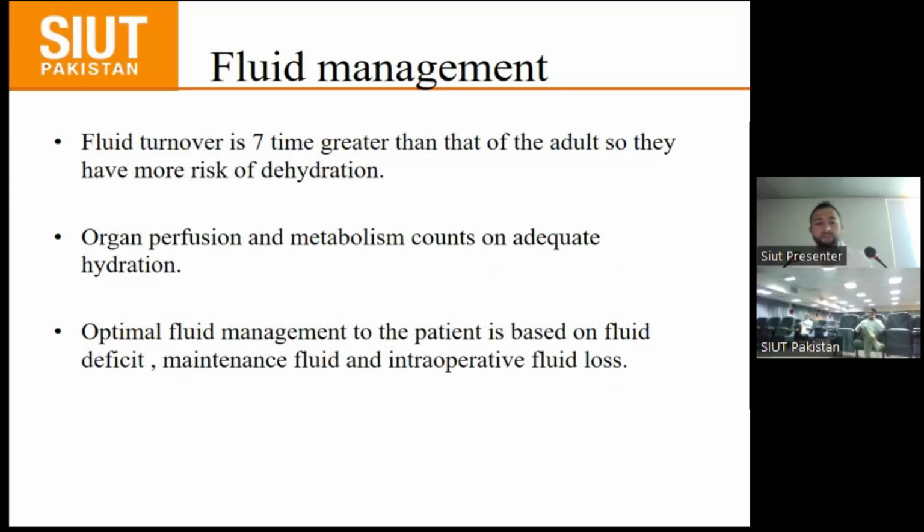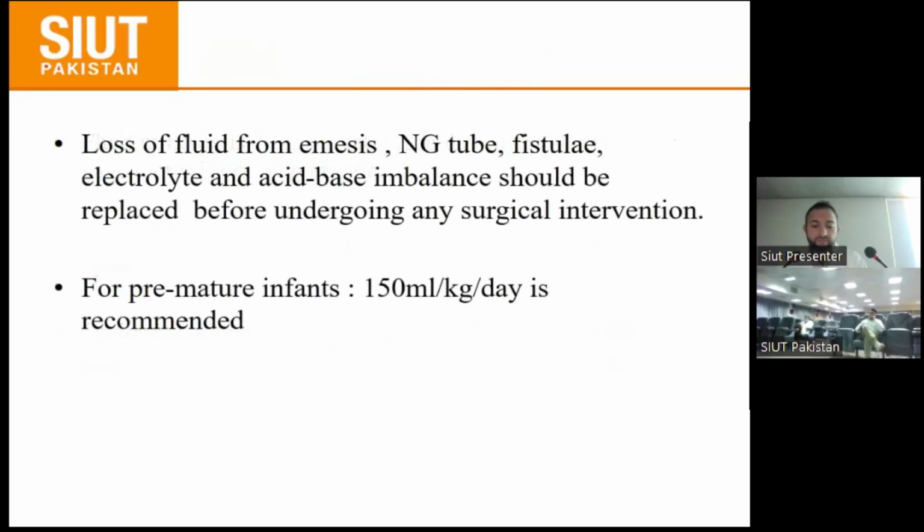In fluid management, fluid turnover is 7 times greater than that of adults, so there is more risk of dehydration. Organ perfusion and metabolic demands need adequate hydration. Optimal fluid management of the patient is based on fluid deficit, maintenance fluid, and intraoperative fluid loss. So why is dehydration catastrophic for neonates and the pediatric age group? We have discussed it earlier.